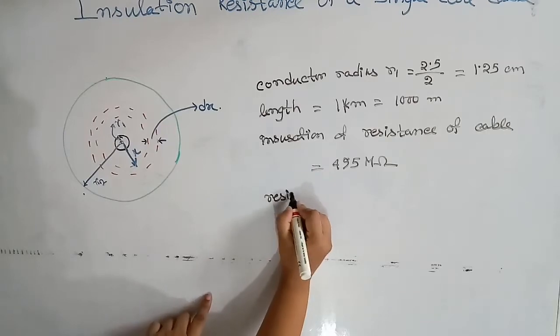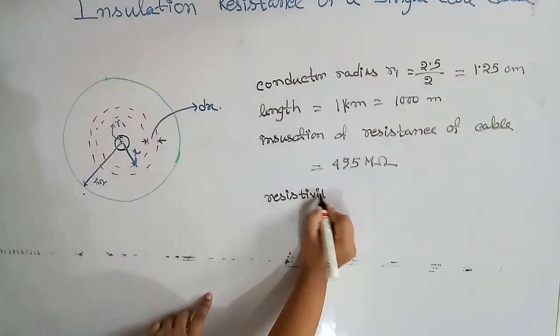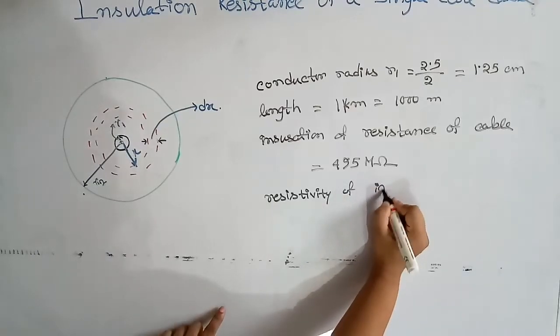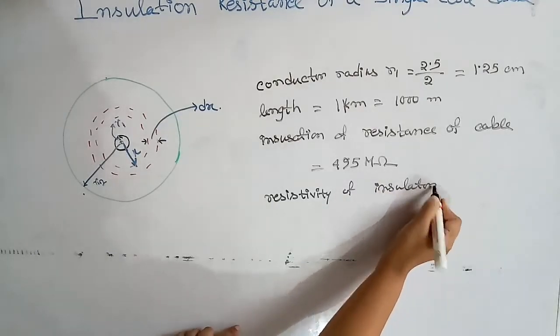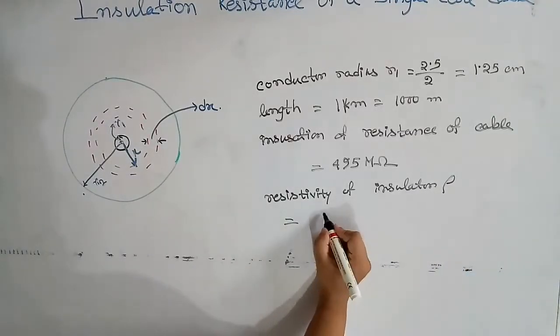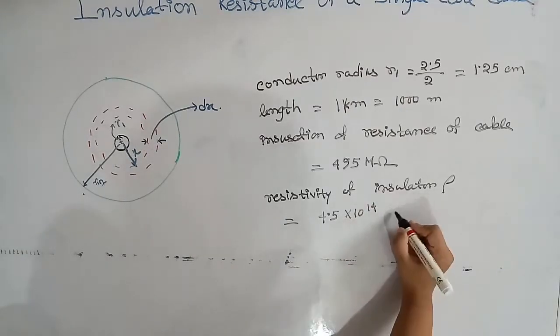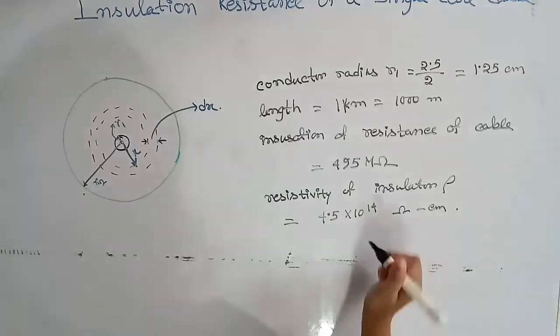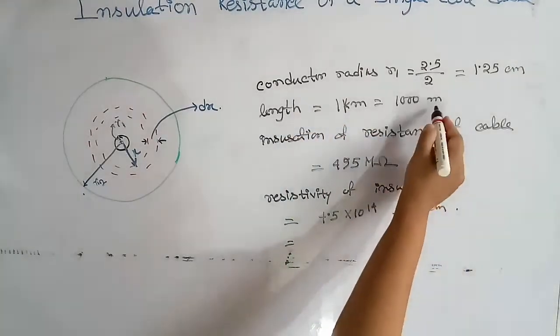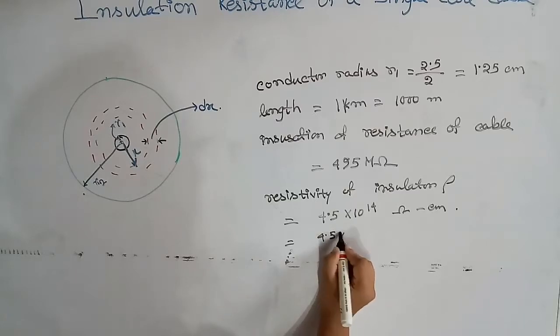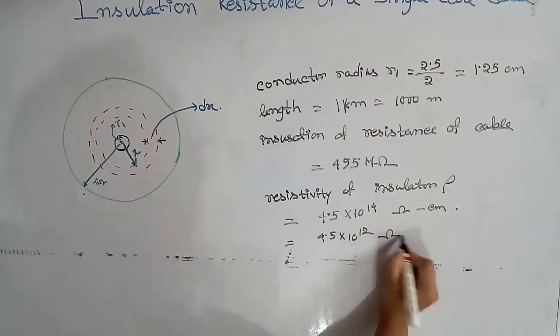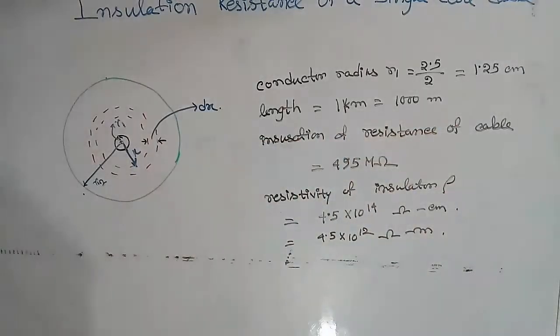Now what is the value of resistivity of insulator? Resistivity of insulator is given by 4.5 into 10 to the power 14 ohm centimeter. Now we express it in meter. So 4.5 into 10 to the power 12 ohm meter, because length is in meter. Now what is the formula of insulation resistance of the cable?